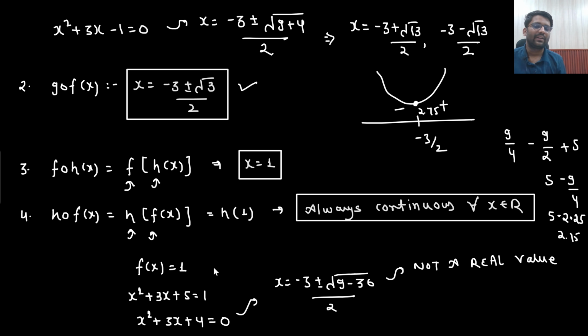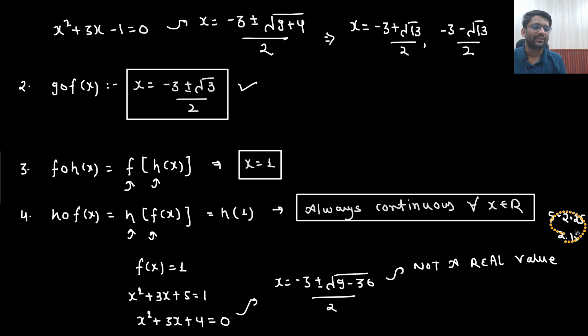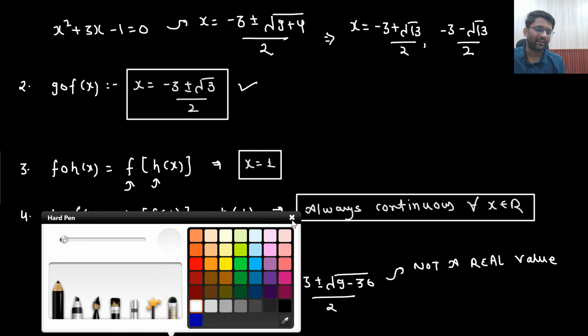That means the graph can never be equal to 1. Even if it was 2, it was not achievable. Even if it was 2.5, it was not achievable. The minimum value that you are getting is 2.75. What does that mean? That means h of f(x) will never be discontinuous. Is that clear to you? All good? Let's go to the next one.